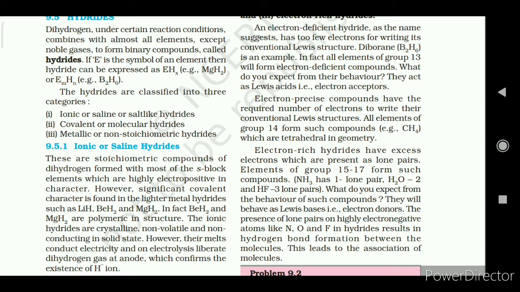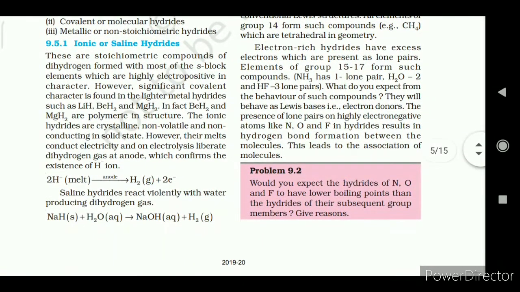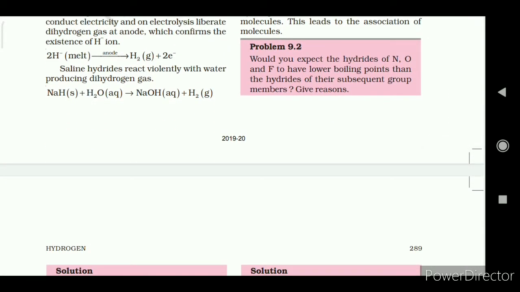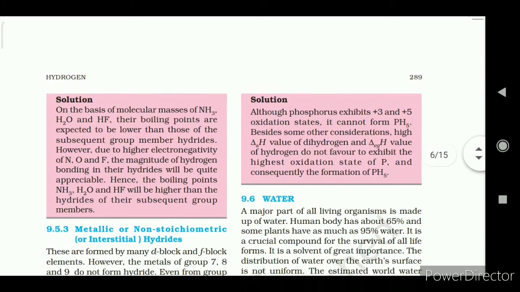Problem 9.2. Would you expect the hydrides of nitrogen, oxygen, and fluorine to have lower boiling points than the hydrides of the subsequent group members? Give reasons. Solution. On the basis of molecular masses of NH3, H2O, and HF, their boiling points are expected to be lower than those of the subsequent group member hydrides. However, due to higher electronegativity of nitrogen, oxygen, and fluorine, the magnitude of hydrogen bonding in their hydrides will be quite appreciable. Hence, the boiling points of ammonia, water, and HF will be higher than the hydrides of the subsequent group members.